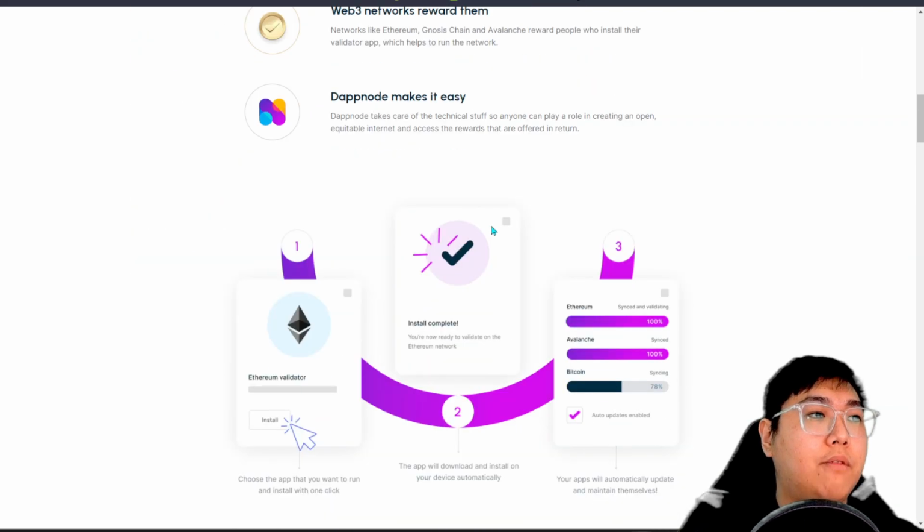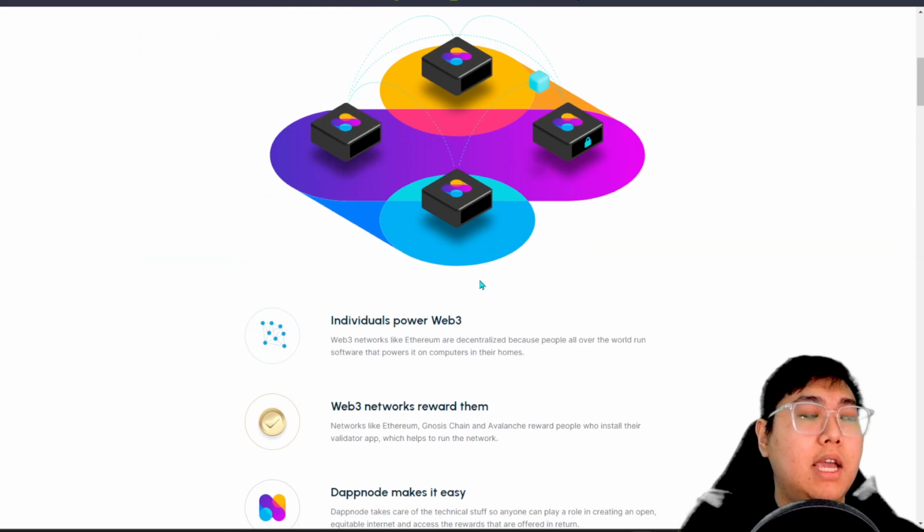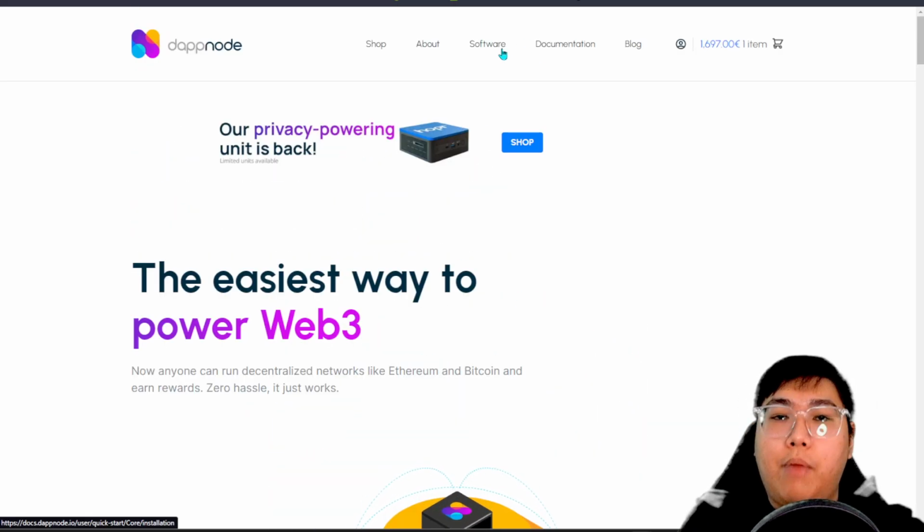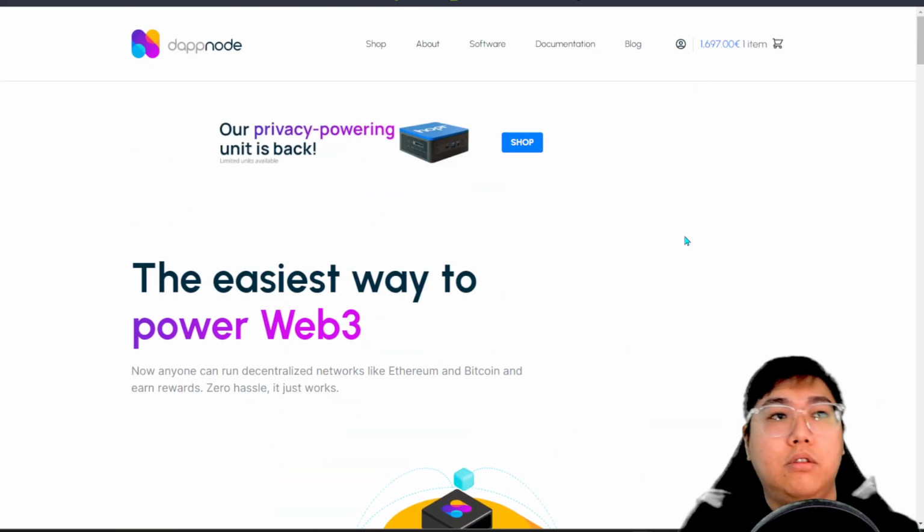So if you scroll down, you can see that DAppNode makes this very easy. If you do not have the hardware, you can buy it from them, and of course use the link down below to support the channel.